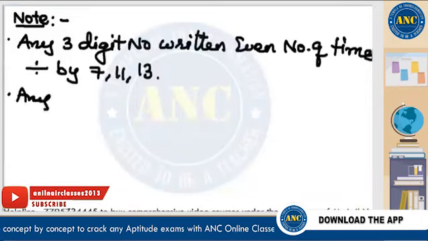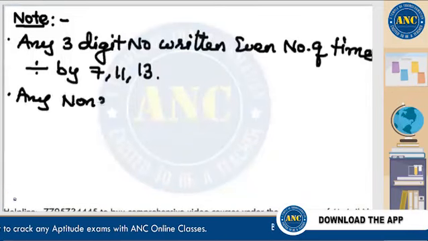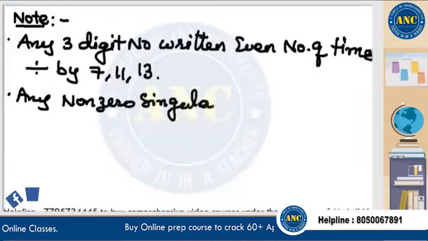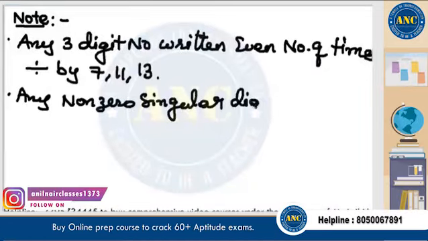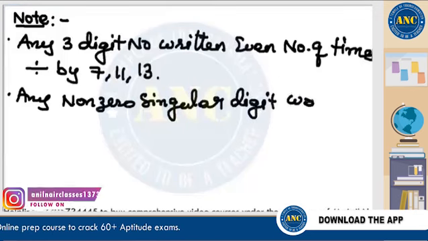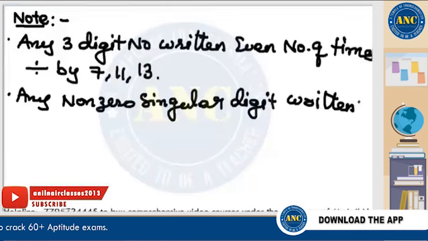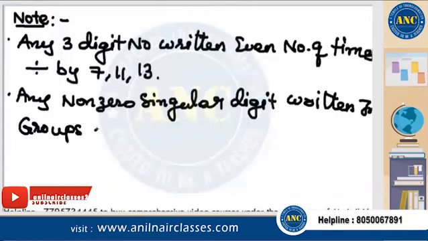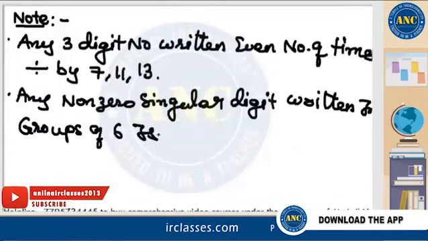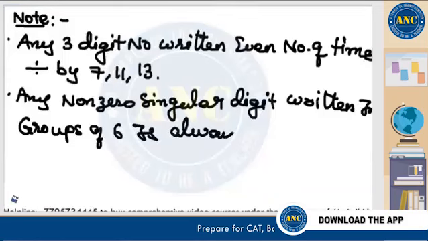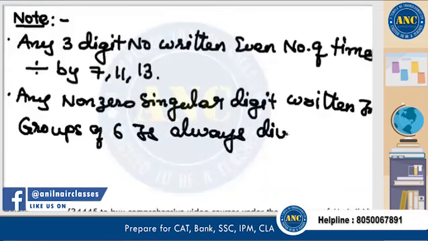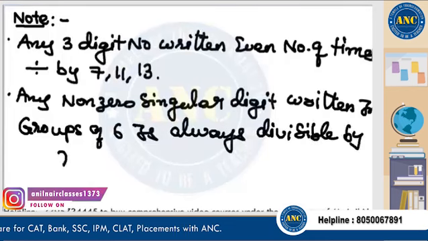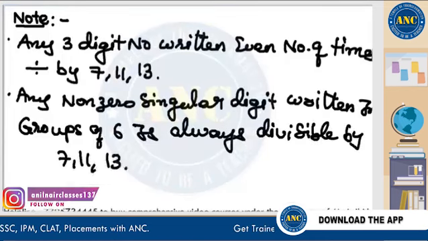Please write down one more point. Any non-zero single digit written in groups of 6 is always divisible by 7, 11, 13.